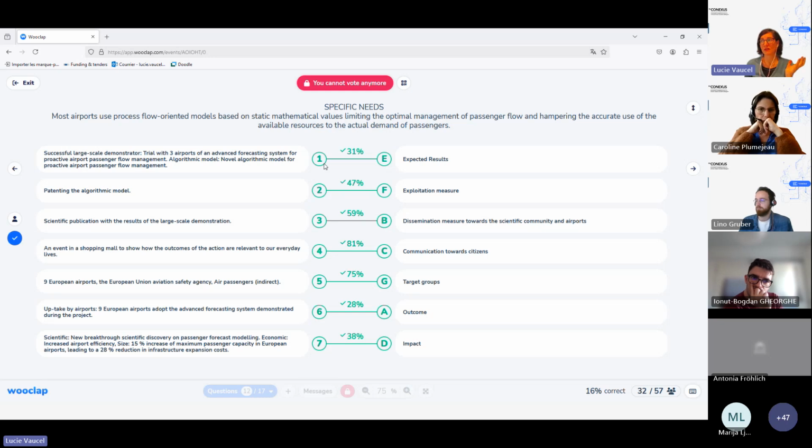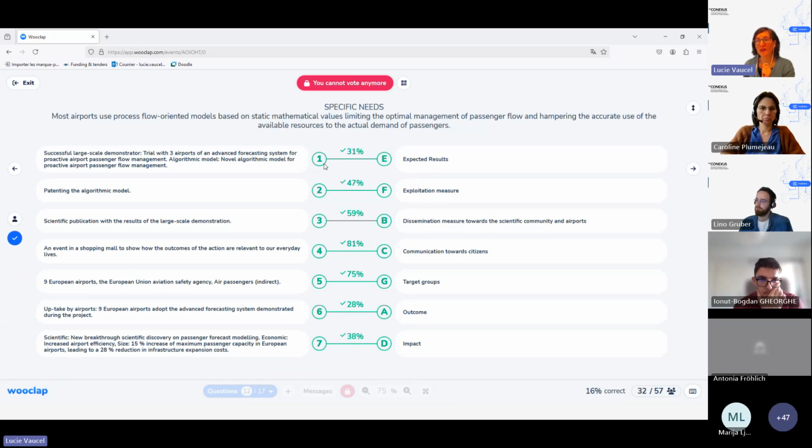Indirect. What is indirect? It's target groups, right? Those are possible target groups. And air passengers, it's not as direct as the European airports, of course, or the European Union Aviation Safety Agency. Those are more direct target groups that can really benefit from the project implementation. Then number 6, uptake by airports. 9 European airports adopt the advanced forecasting system demonstrated during the project. It's an outcome. It's on the medium term.